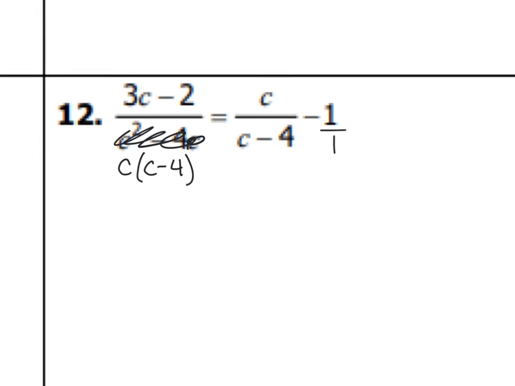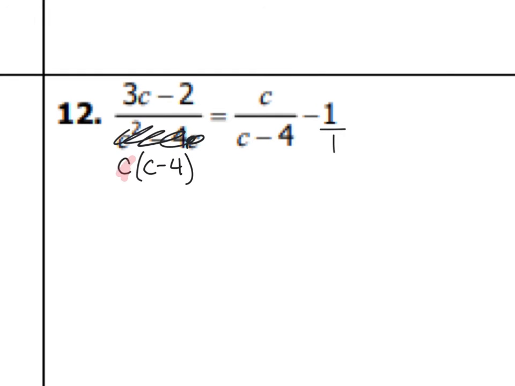Okay. So here's what I got. I have a c, which is a monomial. My other monomial term is 1, which I'm not too worried about because anything times 1 is itself. I do have a binomial term, and I have it again right here. So my common denominator, I just need each color. So what is it going to be? c times c minus 4.